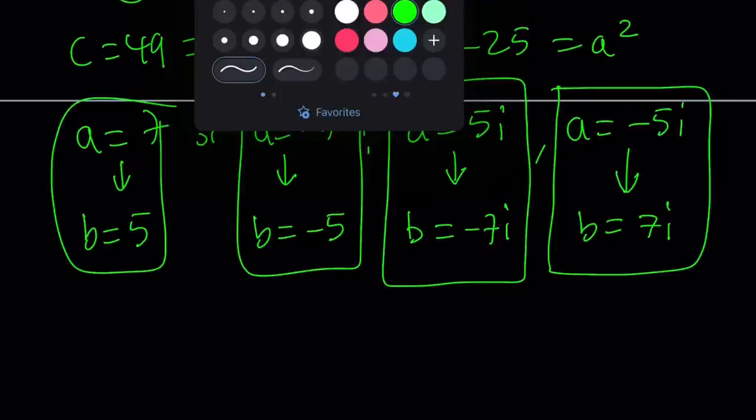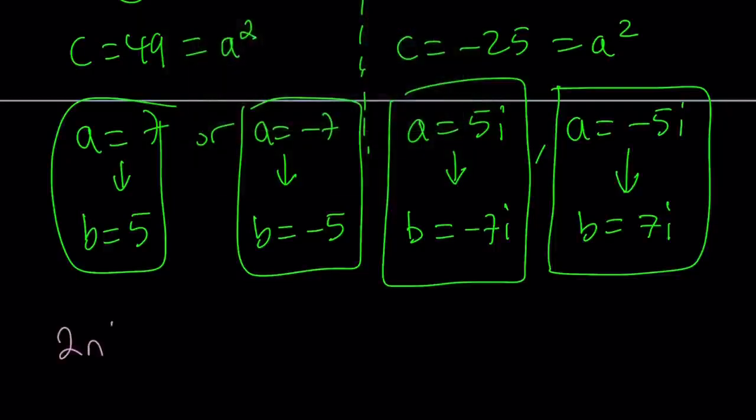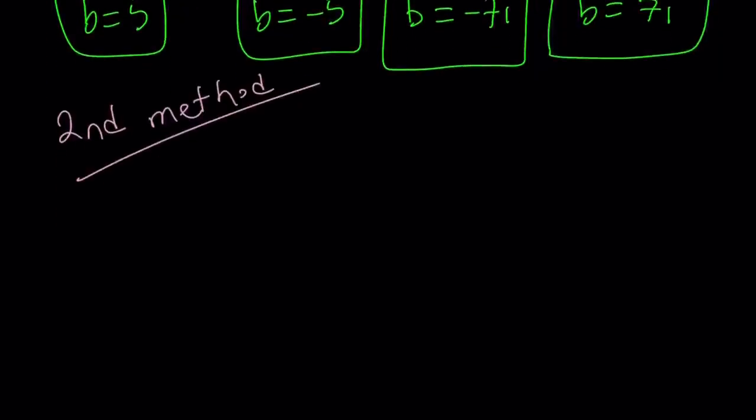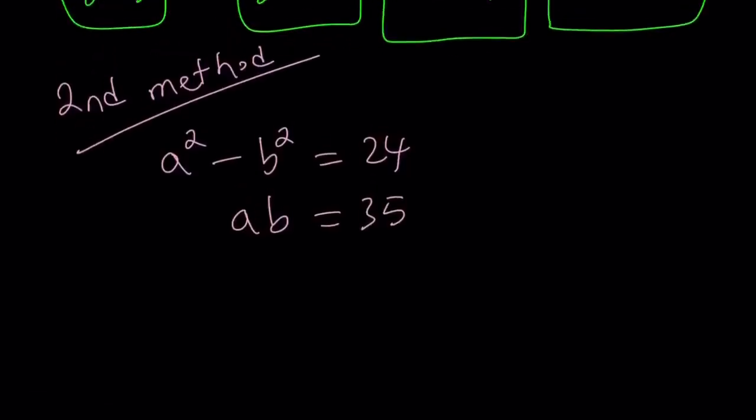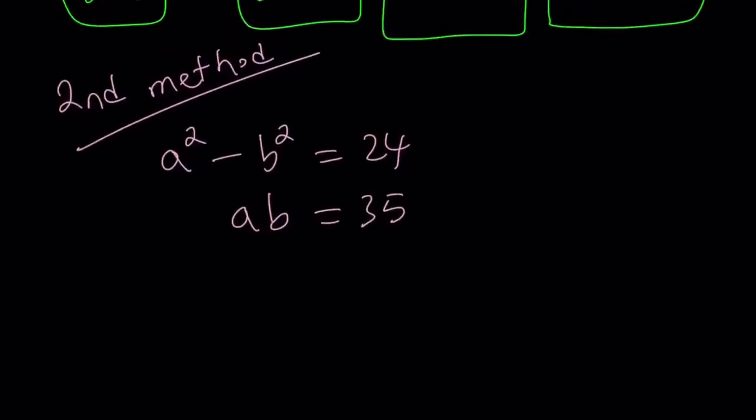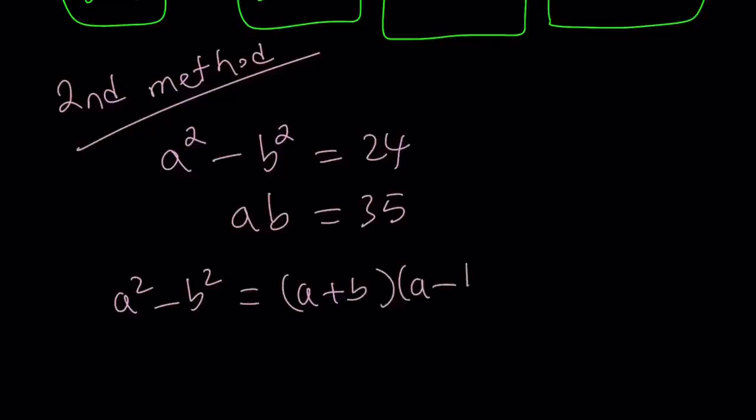Great. So here's the second method. For my second method, let me rewrite the original system. Now, here's our system, and for the second method, I'm going to take advantage of some identities. First of all, a squared minus b squared gives me the idea of using difference of two squares. So a squared minus b squared can be factored into a plus b times a minus b. And this is equal to 24.